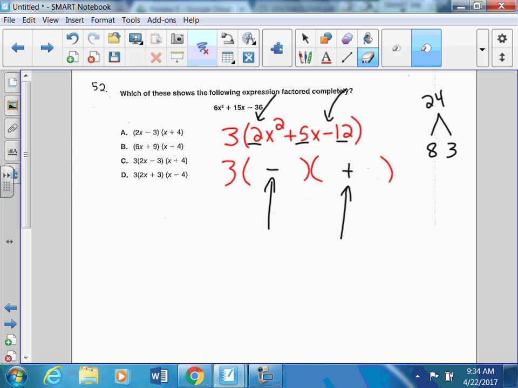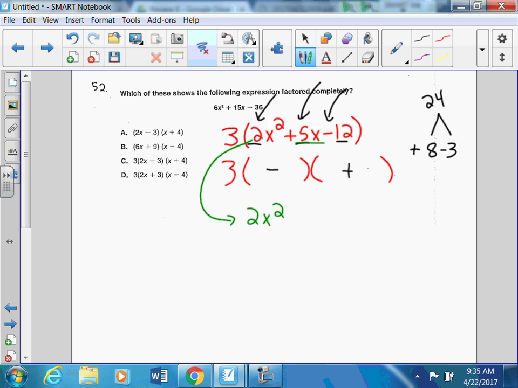Now between 8 and 3, because again, these signs are different, one's got to be positive and one's got to be negative. And I have positive 5 right here, so that means 8's positive and 3's negative, because you want positive 5. So now, I'm basically going to bring this down and write 2x squared, but instead of the 5x, I'm going to write plus 8x minus 3x. That's coming from this right here. And then minus 12. So as you can see, what I've written down in green is basically the same things that I have right here.